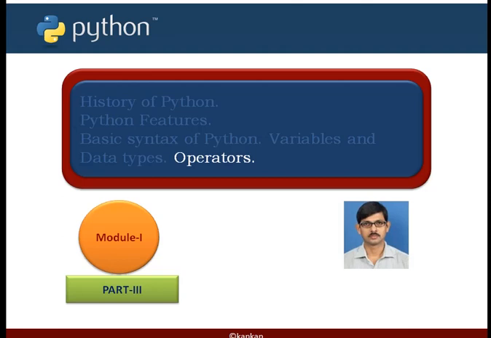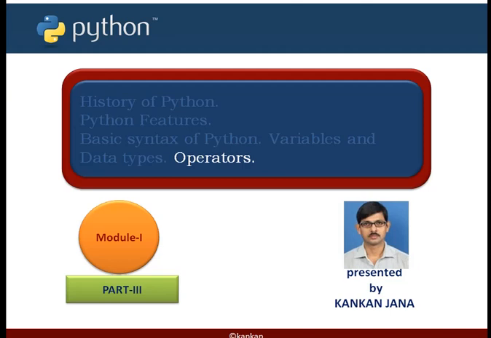I will teach you today operators in the Python programming language. Myself Konkon Jana. I am going to present part 3 of module 1.